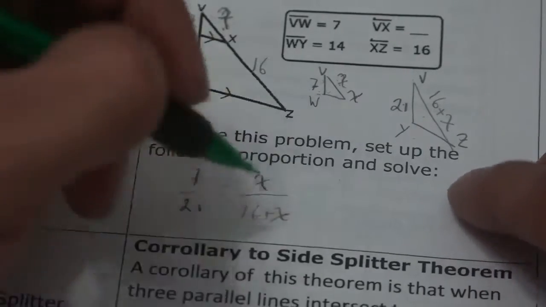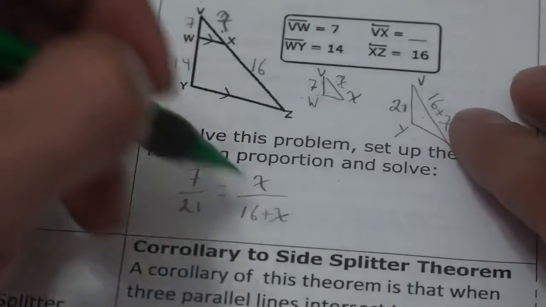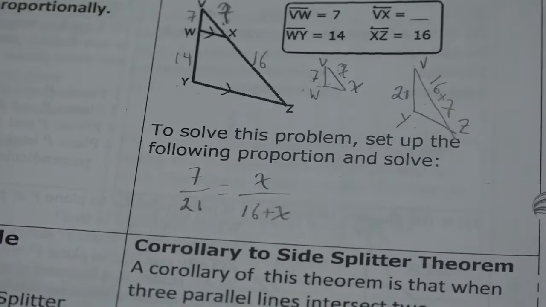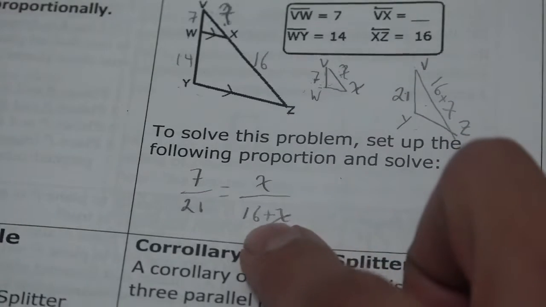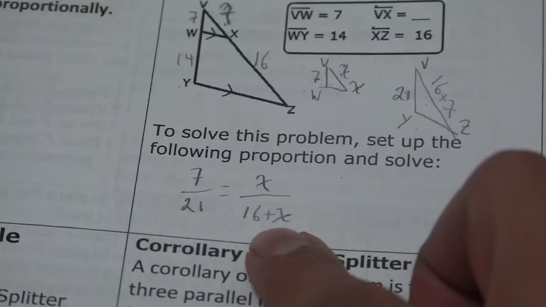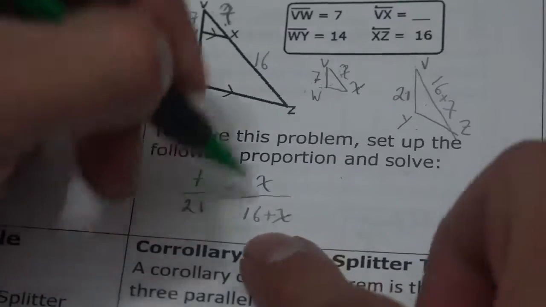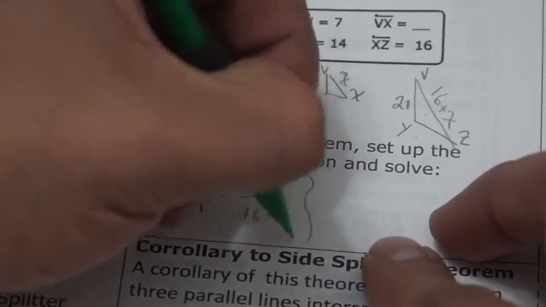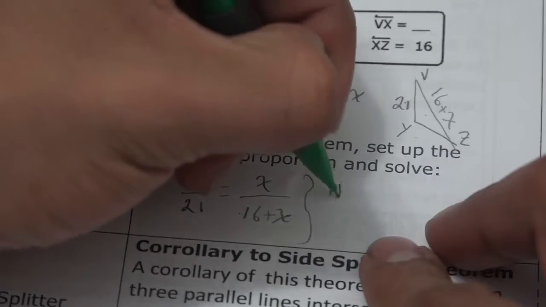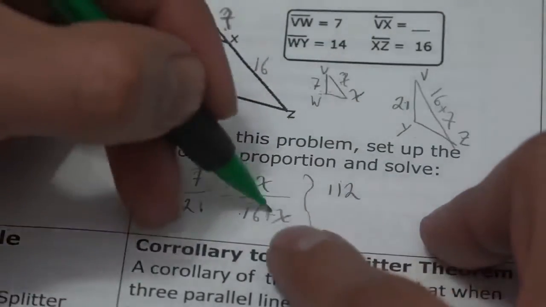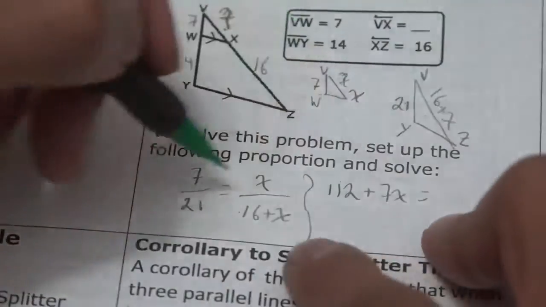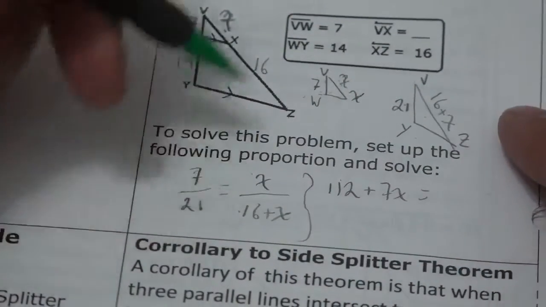So then let's solve it. We're gonna cross multiply, correct? When we cross multiply, then we have to use the distributive property here. 7 times 16 plus X. So first let's find out what is 7 times 16. 7 times 16 is 112. And 7 times X is 7X. Equals, and now 21 times X is 21X. See that?